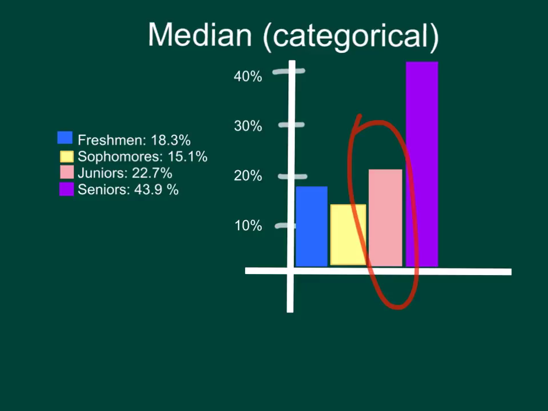The median is somewhere in the juniors category. That's the point at which half the values would be above and half the values would be below. Please note that in this case, the mode is seniors. The median and the mode are not necessarily the same.